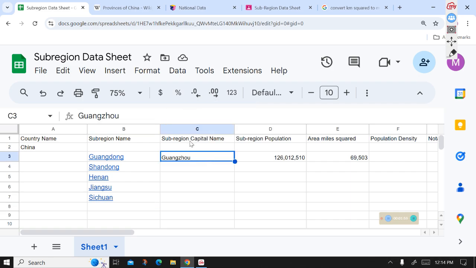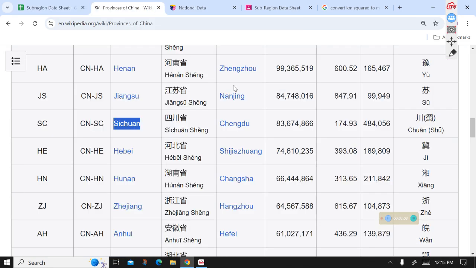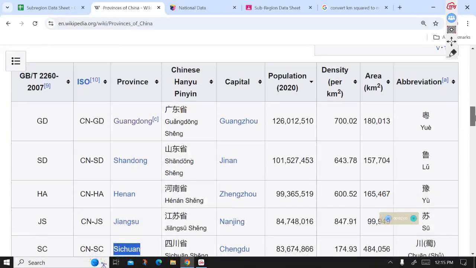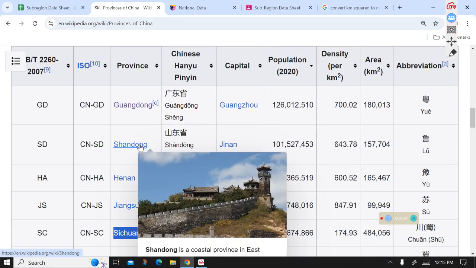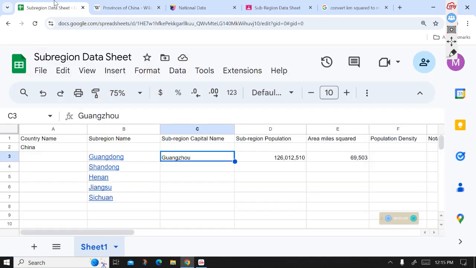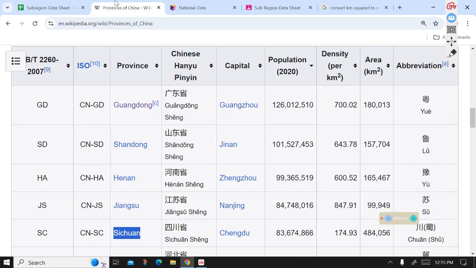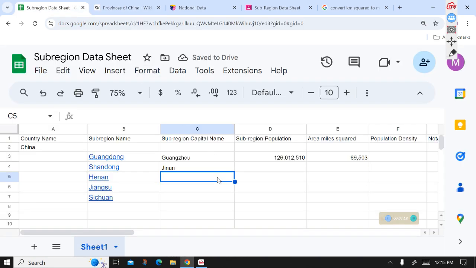Then in this spot, we put the capital of the subregion. The capital of Guangdong is called Guangzhou, and we can see that here in our chart. The capital of Shandong is called Jinan, so we're going to go here and type in Jinan. The capital of Henan province is Zhengzhou, so we're going to type that here.